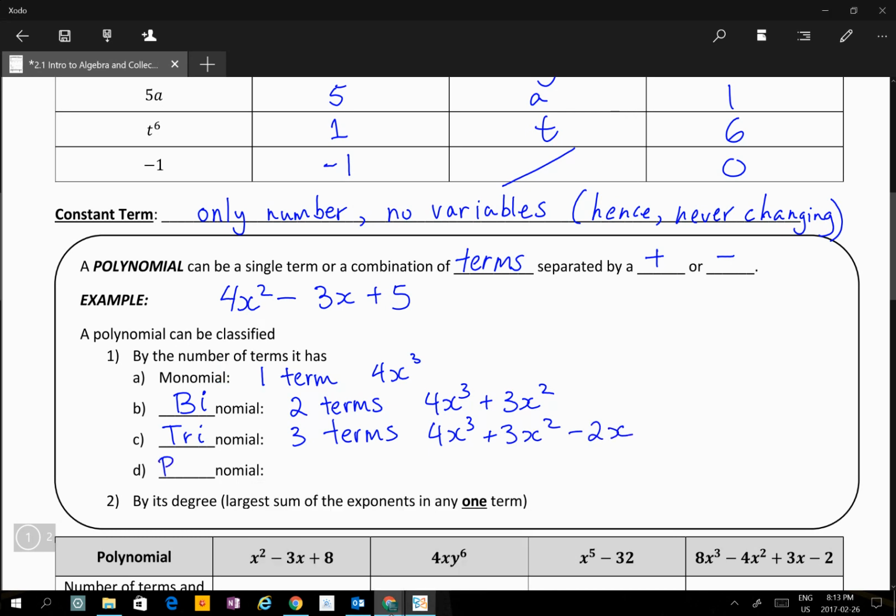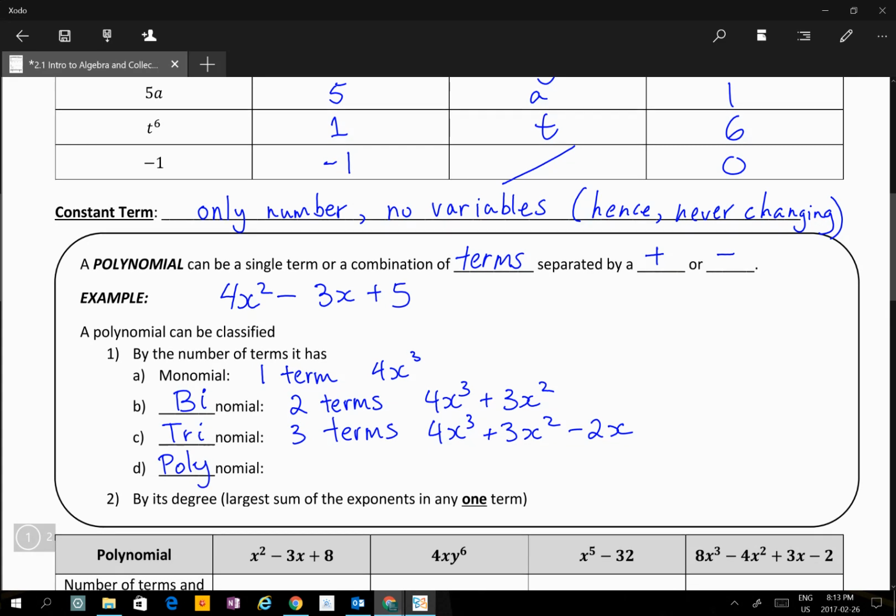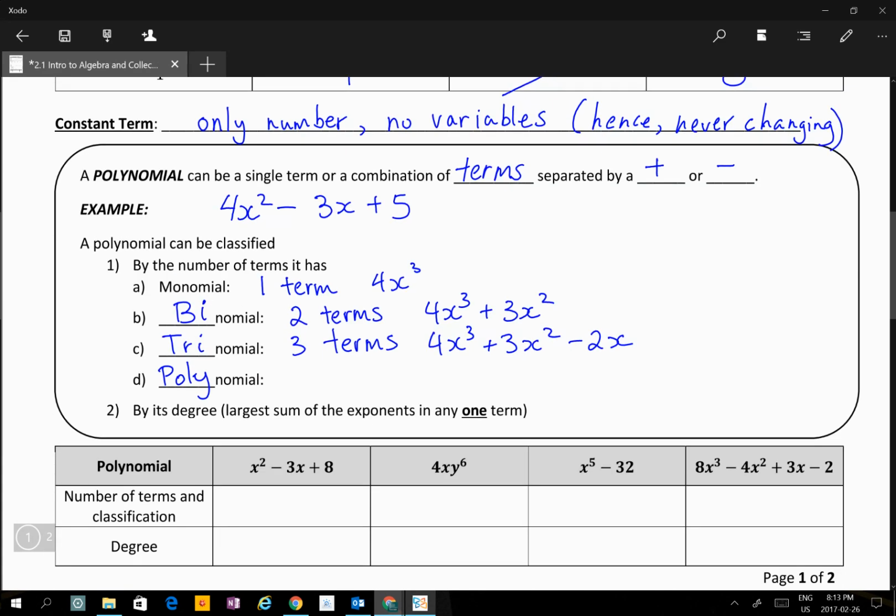And then we have, in general, we'll just say polynomials. So polynomials can be many terms, so more than one term. So we'll just say here, if in general we have more terms, it could look something like this: 4x cubed plus 3x squared minus 2x plus 1.